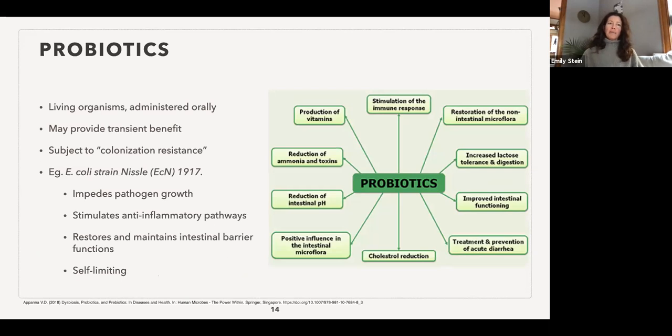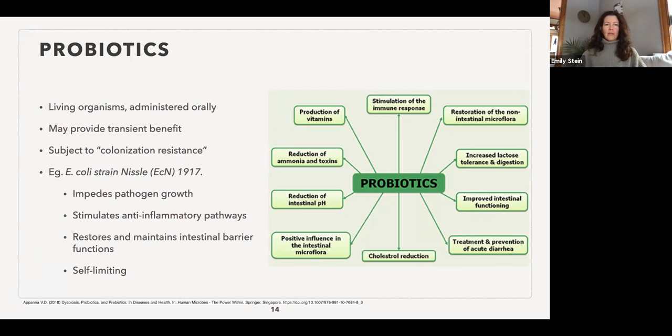Probiotics have been on the market longer than prebiotics. Those are usually living organisms that are either dried down or refrigerated, and you administer them normally orally. We're seeing some topical products on the market now, and they tend to provide very transient benefits.